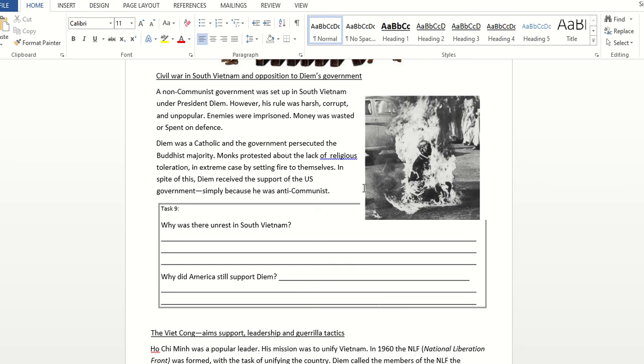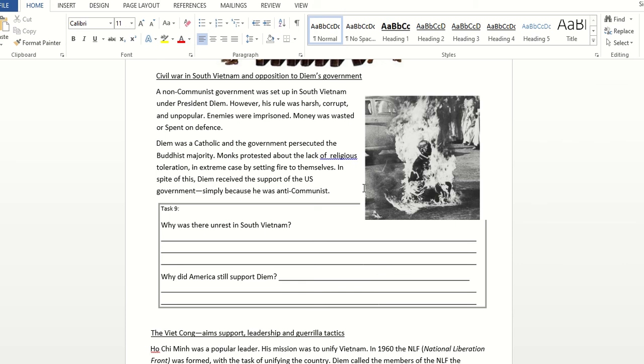Diem was a very harsh leader. He was a Catholic and persecuted the majority of the country who were Buddhist. Here, if you look at the picture, you can see a Buddhist monk setting himself on fire to protest against the government. This is him setting himself on fire.